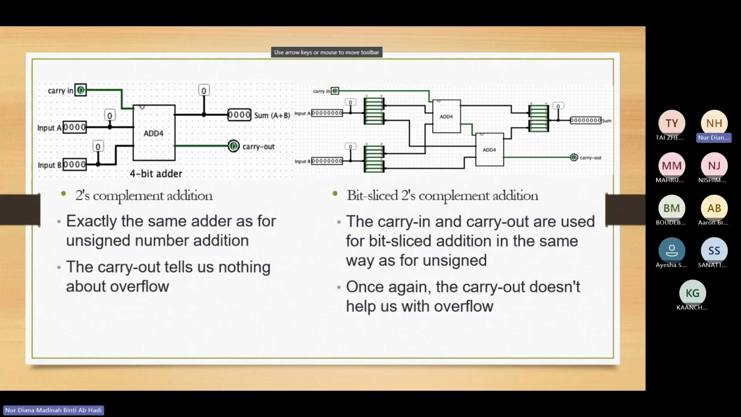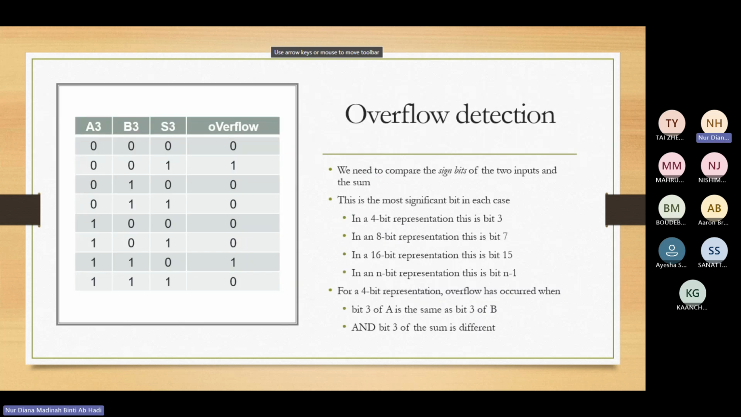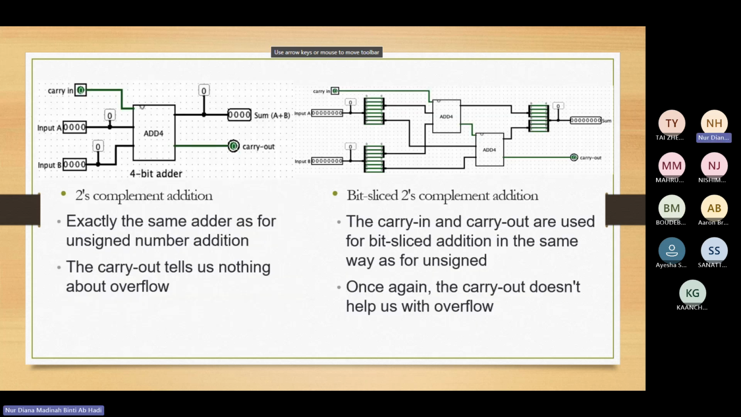Okay, so this is the example when you use a single adder and when you use the bit slice adder for the two's complement addition. Can you see the differences? So these two do not cover overflow. It means that when you do these two things, even though your answer is correct, it does not handle the overflow if the value has more bits than the input.